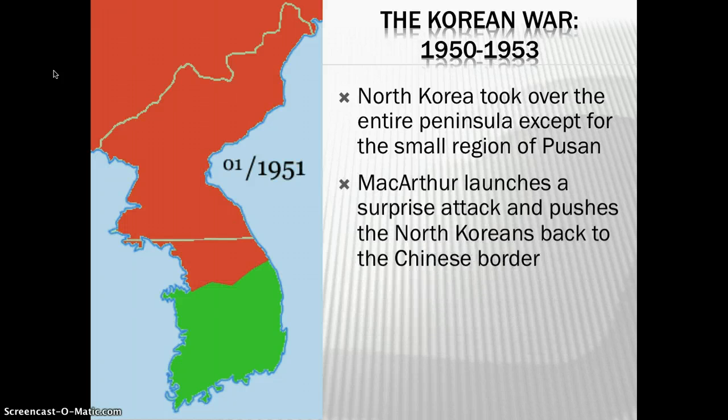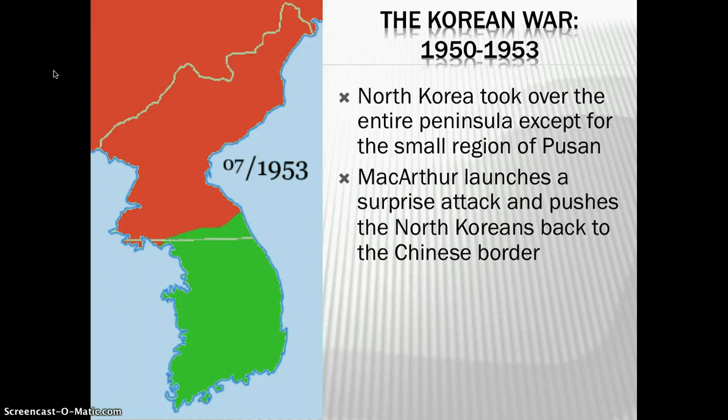So when that happens, MacArthur launches a surprise attack and is actually able to push the North Koreans back across the 38th parallel. But then he makes the decision to enter into North Korean territory and push the North Korean army all the way back to the Yalu River, which is on the Chinese border, which you will see right here.